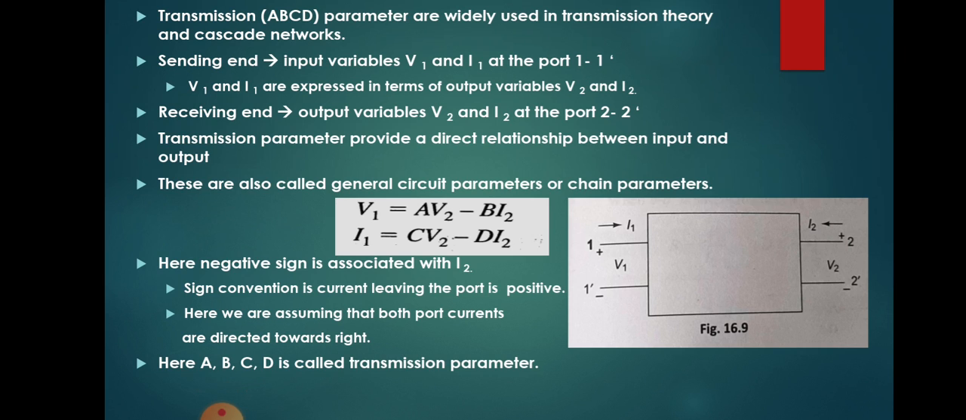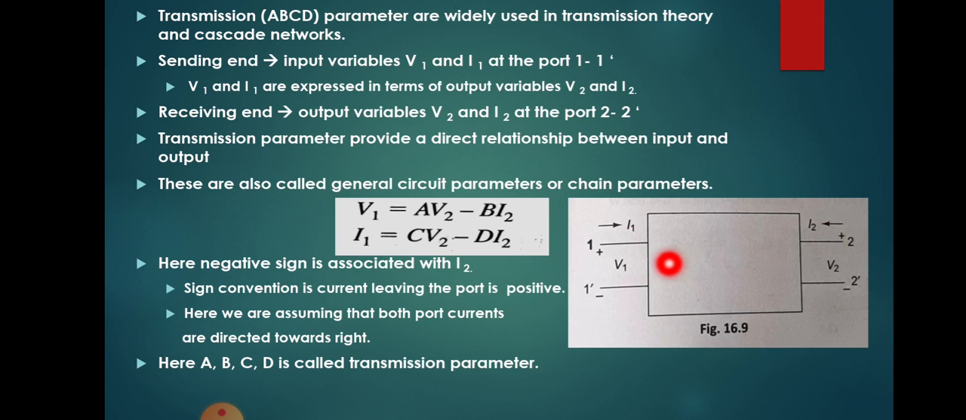Here, if you are considering a two-port network like this, this is a two-port network, and 1 dash is the input port and 2 dash is the output port. The voltage at 1 dash is V1, the current at the port is I1, the voltage at the second port is V2, the current at the port is I2, and the directions are also shown in this.